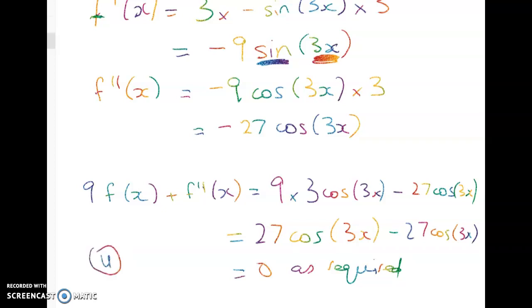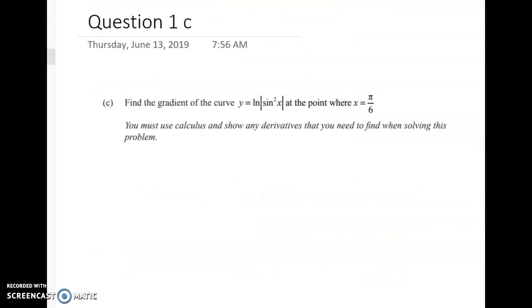Right, let's turn to the merit one. We have to find the gradient of the curve y equals the natural log of sine squared x at the point where x is equal to pi on 6. So first we're going to differentiate and get a general expression for dy by dx, and then we're going to substitute in pi on 6. And you might guess that we're going to use a special triangle from trig to do that.